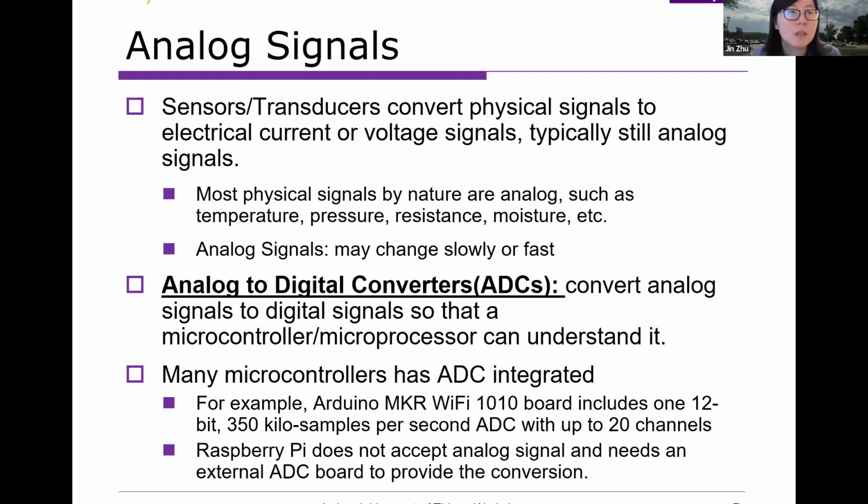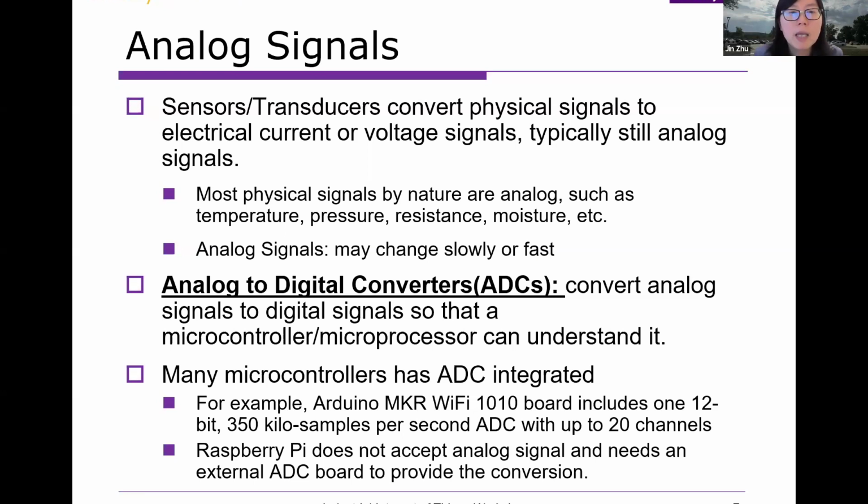Okay, typically many of the microcontrollers, especially for embedded systems, have an ADC integrated. For example, the Arduino MKR Wi-Fi 1010 board includes one 12-bit ADC that can support up to 20 channels. NodeMCU with the ESP32 could also support, I believe, 15 channels with a 12-bit ADC, okay?